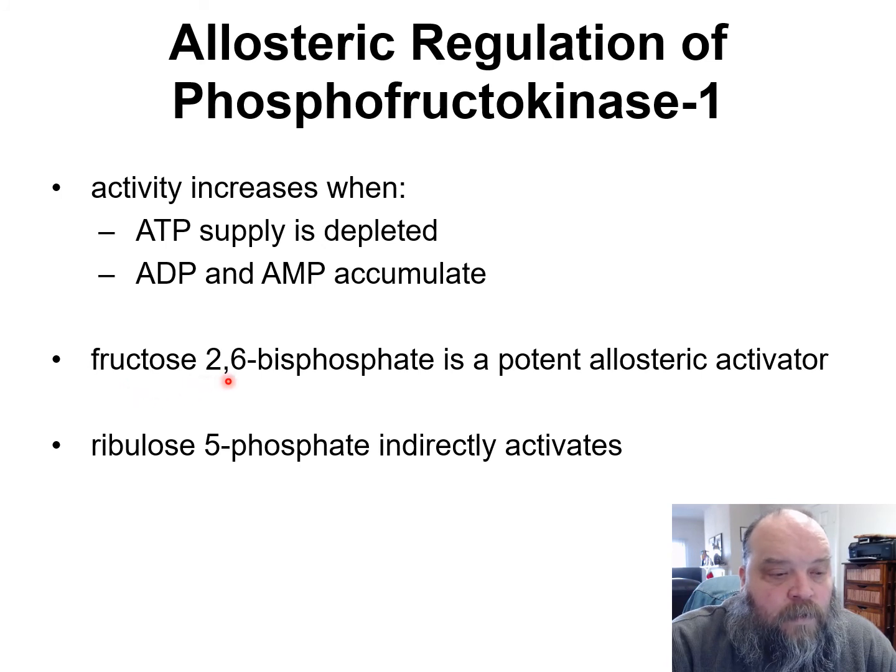So fructose 2,6-bisphosphate is our allosteric activator. If you have enough of this, ultimately this will go back up. If you're running out of this, if this is low, this is being depleted, then you need to run through this step very quickly.